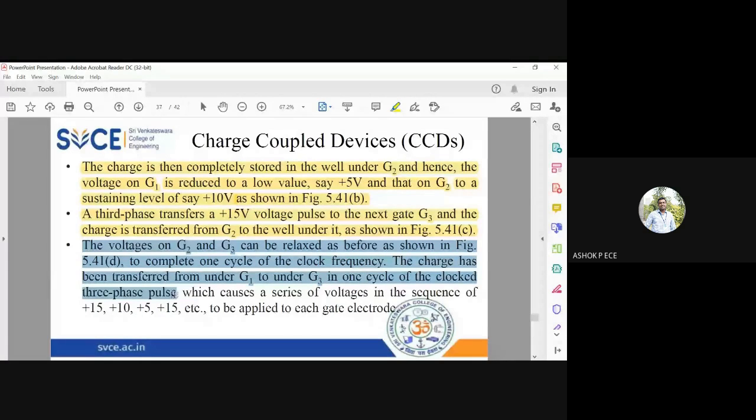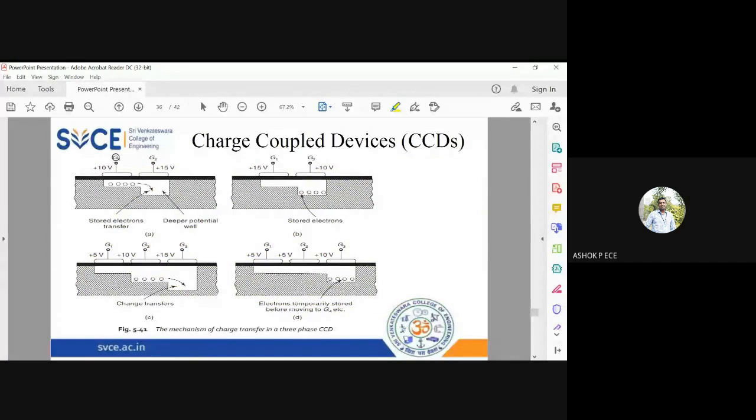So one cycle of clock pulse includes these voltages that I'm going to apply to each gate electrode: 15, 10, 5, and 15. If I apply these voltages to each of the gates, I'm going to have a charge transfer from G1 to G3. And this one complete charge transfer cycle from G1 to G3 is called one clock period. So one clock cycle means I'm going to transfer the contents completely from G1 to G3 by applying specific voltages as we have discussed. Initially G1 is 10 and I'm not applying anything to G2. Then I apply G2 as 15. So G1 is 10, G2 is 15.